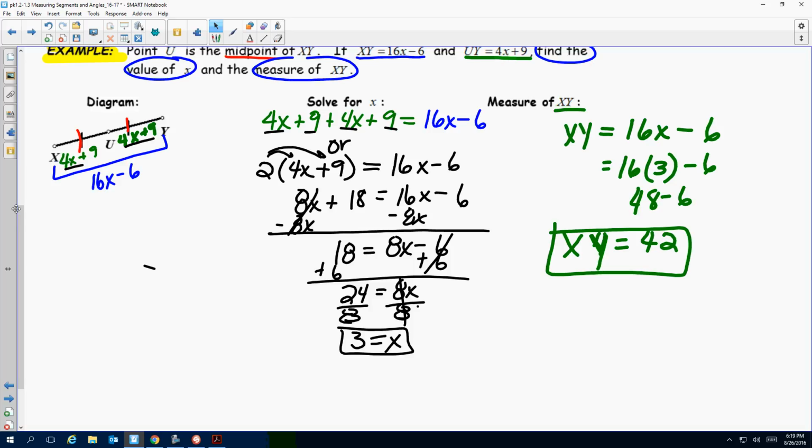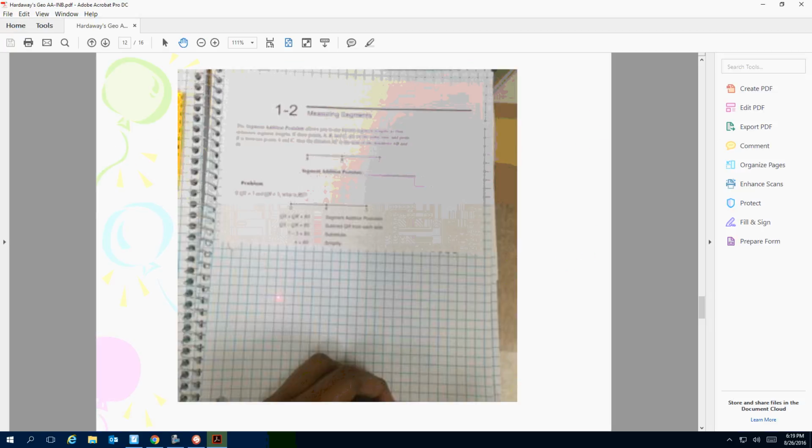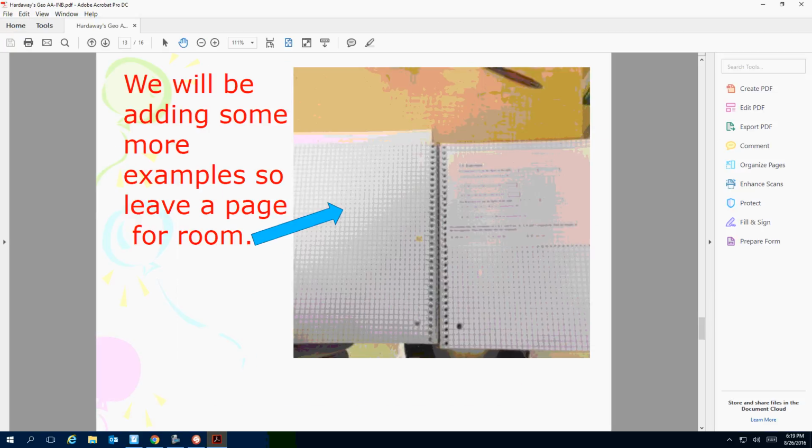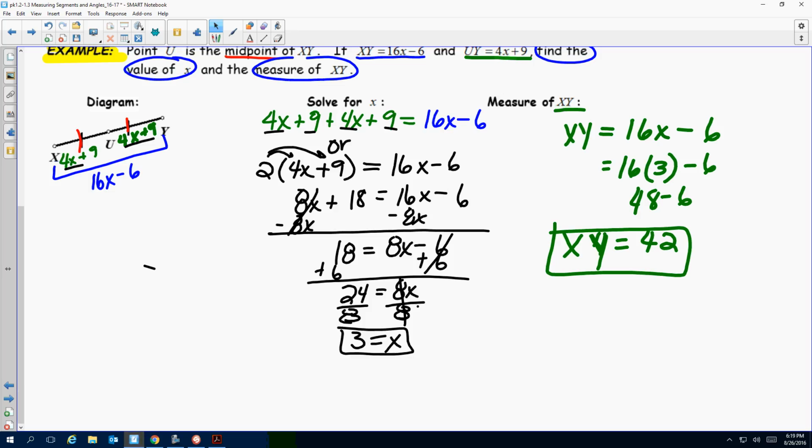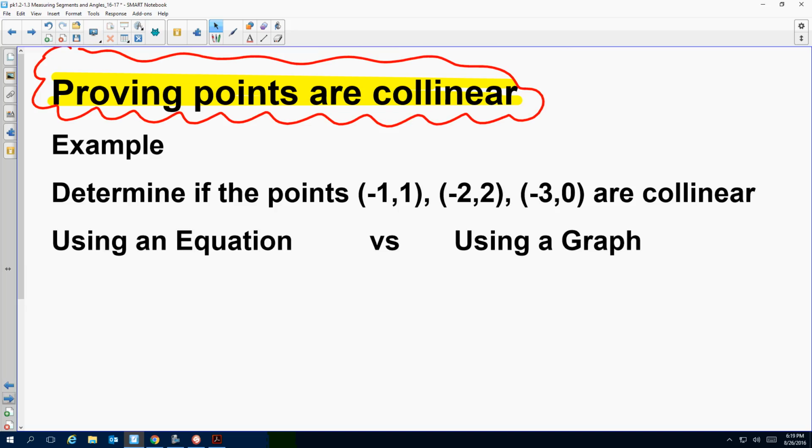There's going to be another video helping you for the next set of examples. So if you need more room, because remember I said I wanted you to have room here to add some more examples, you can do it on a separate sheet of paper and we can just staple it to it. But our next example is this one here. I'm going to stop the video. You need to go to the next video to walk through this example with me.